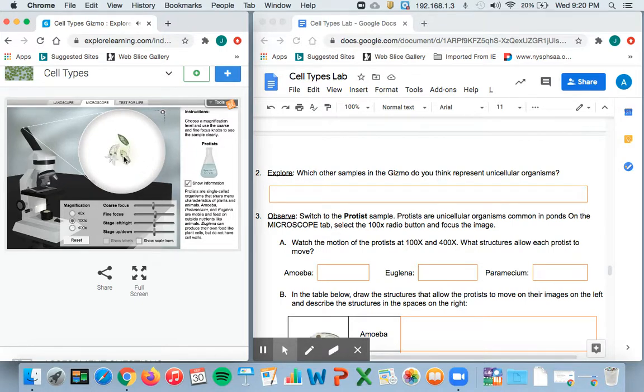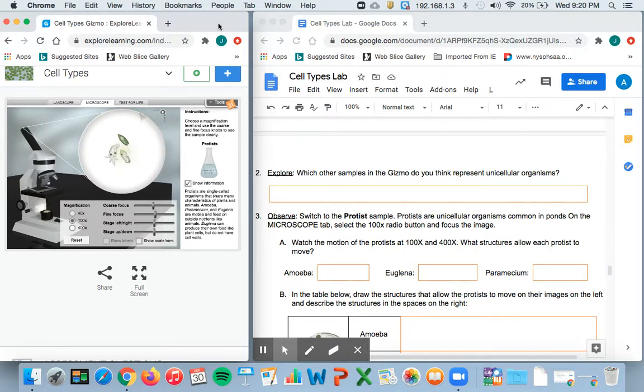Okay, we have 3 different protists in this picture. Okay, the amoeba, the paramecium, and the euglena are mobile and feed on outside nutrients. Euglena produce their own food, like plants, and animals, but do not have cell walls. Okay, what structures allow these things to move? Do we see these structures?